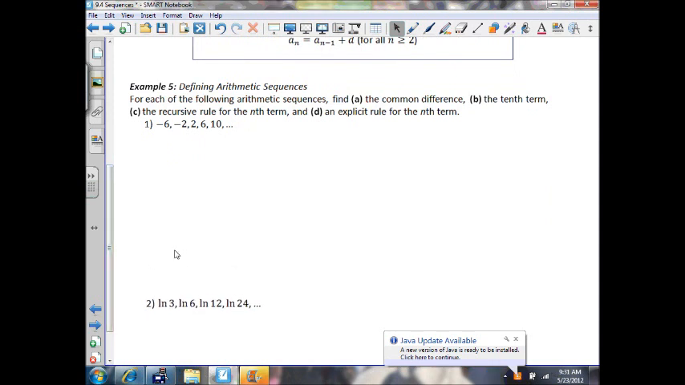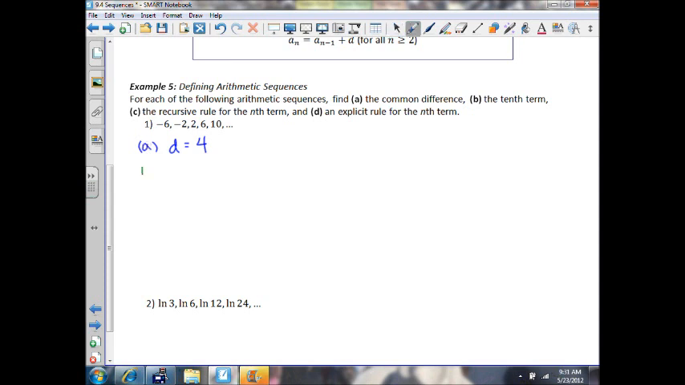Now, I apologize, we're not going to have a lot of room here, but we should have enough to do at least example 1 in the space provided. Now, for part A, we need to find the common difference. Well, you should see the common difference: we're adding 4 each time.